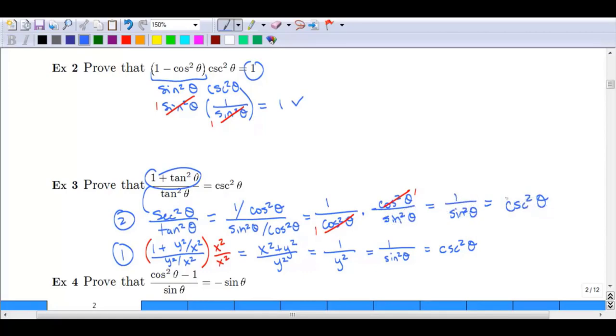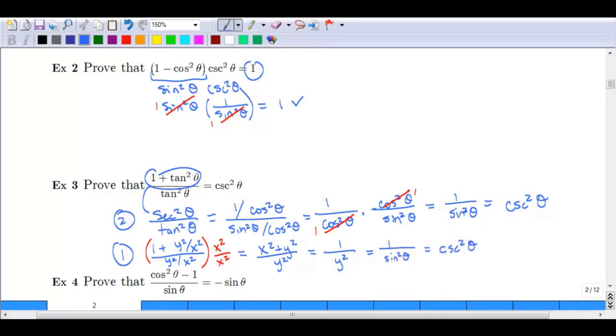If you instead want to go with the x's and y's, you have 1, tangent is y over x, again those get squared in both cases. Multiply by the least common denominator, which is x squared. That gives you x squared plus y squared on top and y squared on the bottom. We talked about before that when we're dealing with the unit circle, which we are in this case, x squared plus y squared equals 1, our radius squared, and still over y squared, but y is really sine, so we get 1 over sine squared of theta, which again is cosecant squared of theta.